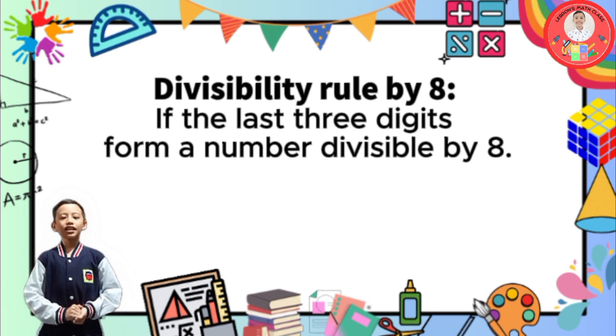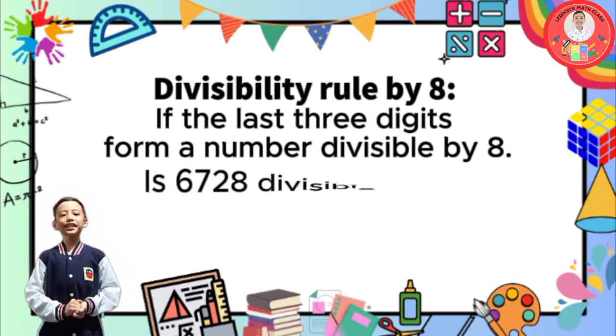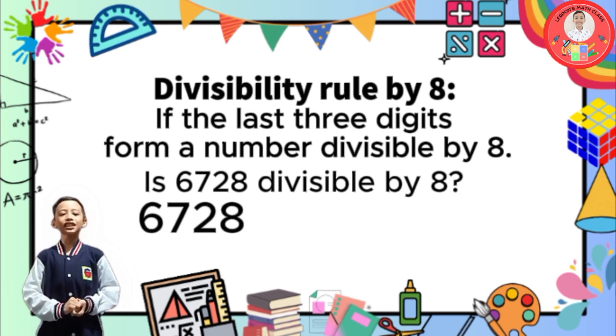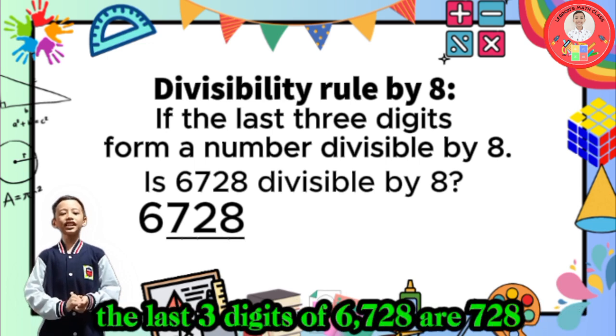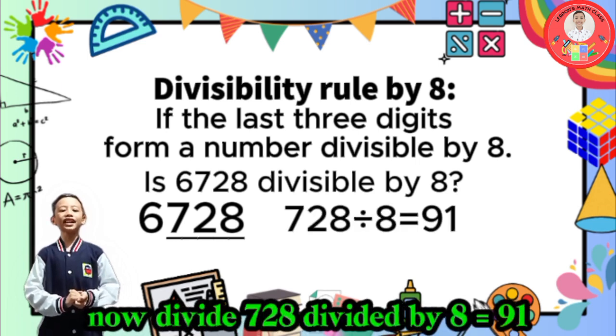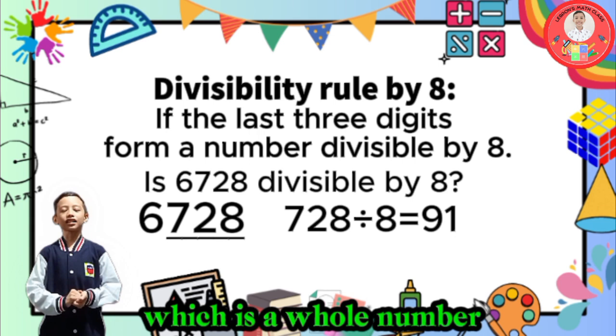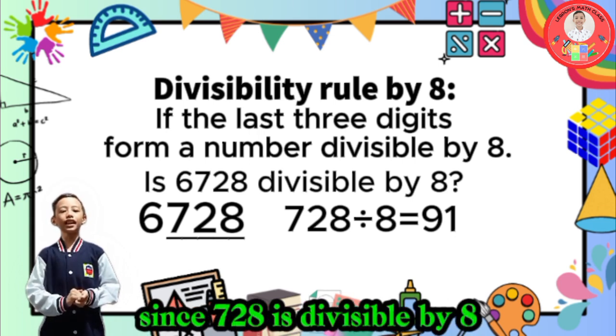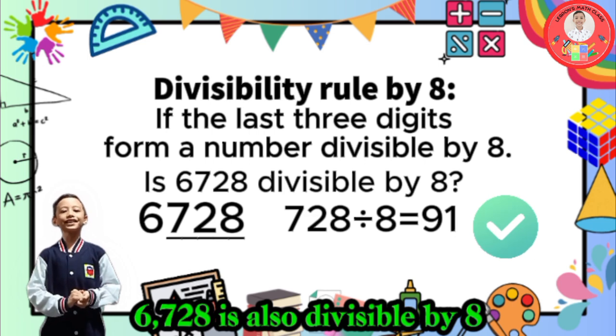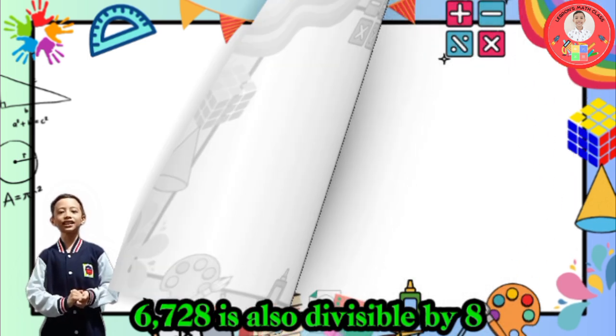Divisibility rule by 8. If the last 3 digits form a number divisible by 8. For example, is 6,728 divisible by 8? Let's check the last 3 digits of that number. The last 3 digits of 6,728 are 728. Now 728 divided by 8 equals 91, which is a whole number. Since 728 is divisible by 8, 6,728 is also divisible by 8.